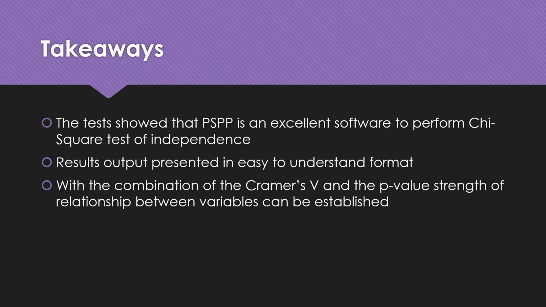The 3 chi-square tests of independence conducted in this exercise showed that PSPP is a great software for analyzing data, to establish not only if there is a relationship between two variables, but also to show how strong or weak that relationship is, if there is any. The strength of the relationship is determined on the basis of the Cramer's V, as we discussed earlier in the presentation. The output of the results in the software is also presented in an easy to visualize and understand format.